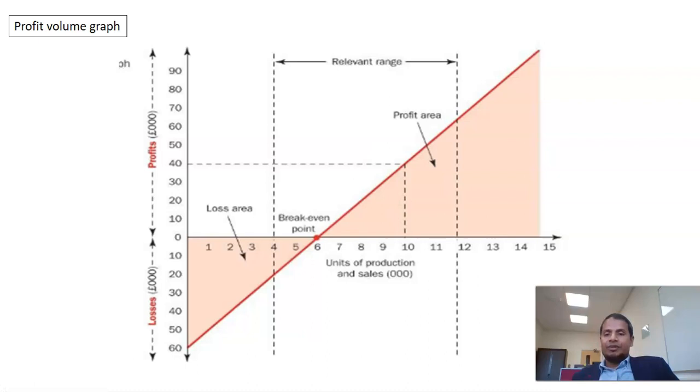So the profit area, and you can draw it this way, right? You can see this is the break-even point. Before this is the loss area, and after this is the profit area. The units of production, and you can see the profit and loss area more clearly.